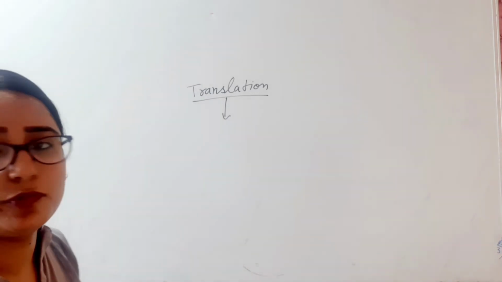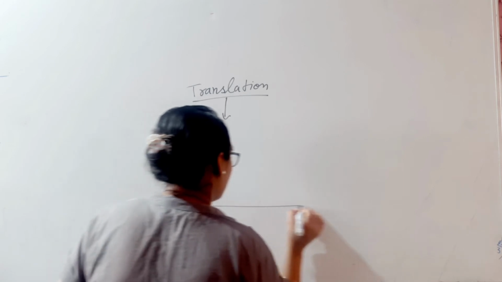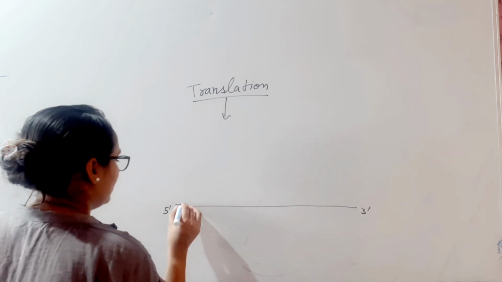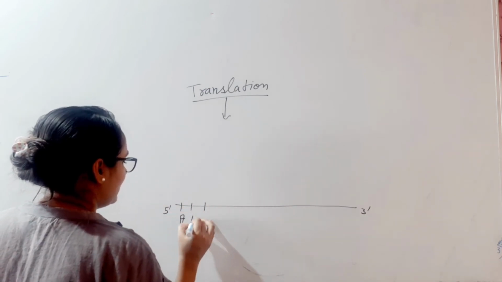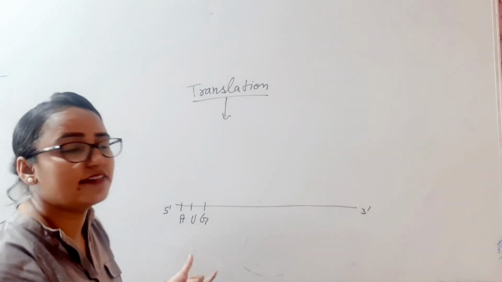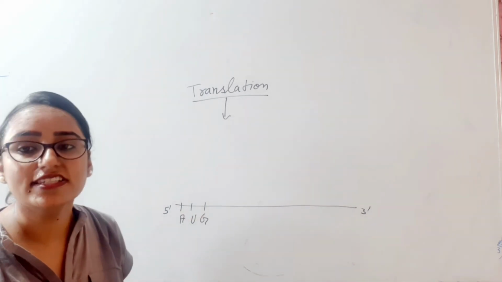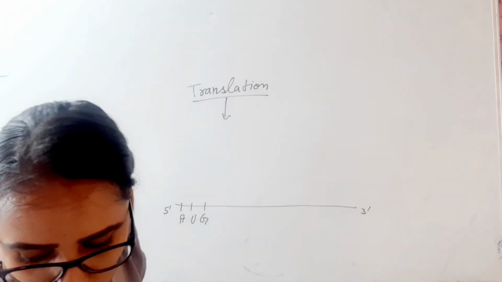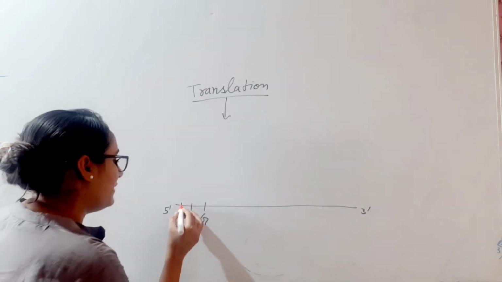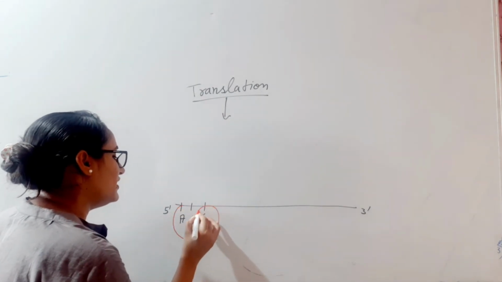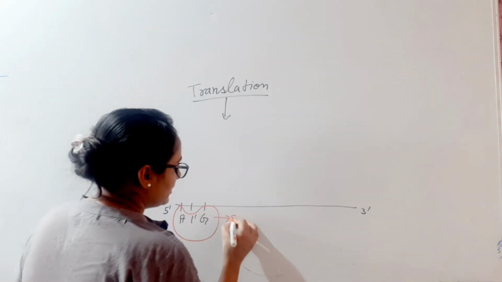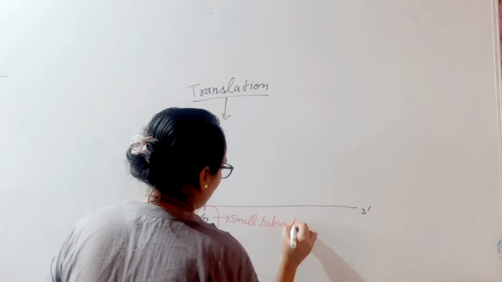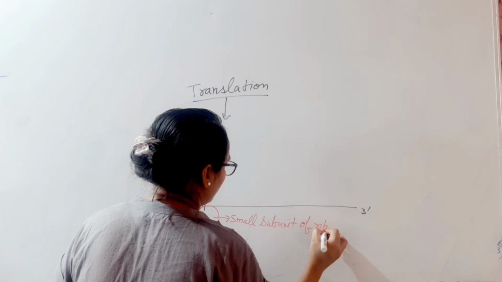So how does the translation process take place? Suppose this is the mRNA, this is the 5 prime end, this is the 3 prime end. This is AUG. Firstly, when the translation needs to take place, the small subunit of the ribosome gets attached to this mRNA. Okay, so the small subunit of the ribosome gets attached here at the initiator codon. So this is the small subunit of the ribosome.